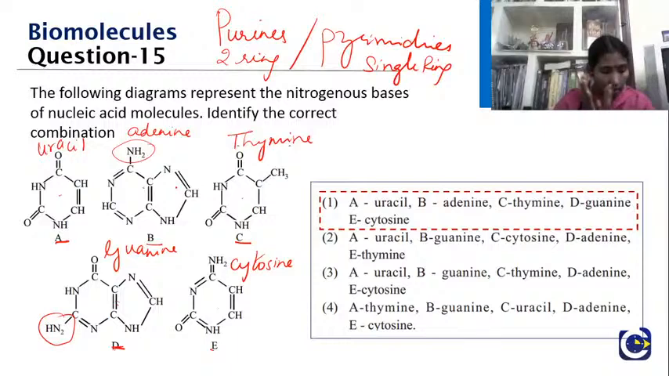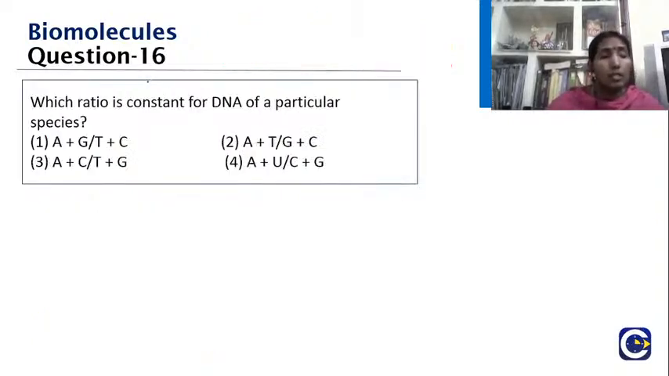Yes, very good children. Akshaya, Lakshmanan, Jeevita, you have given the right answer. See, this can be uracil. B is adenine, C is thymine, but D is actually guanine. See, I told you that the double ring structures you have to take into consideration. I think with this you will be able to understand the basic concept. Now coming to the 16th question: which ratio is constant for DNA of a particular species?